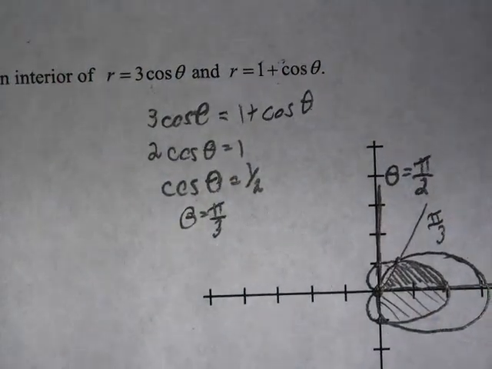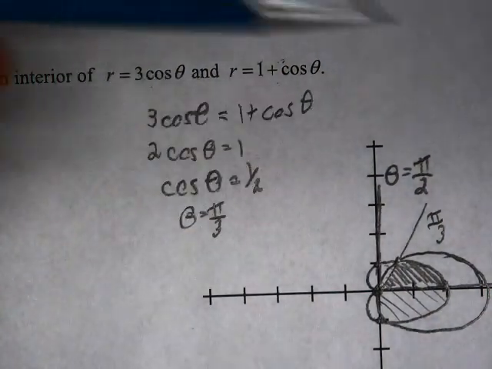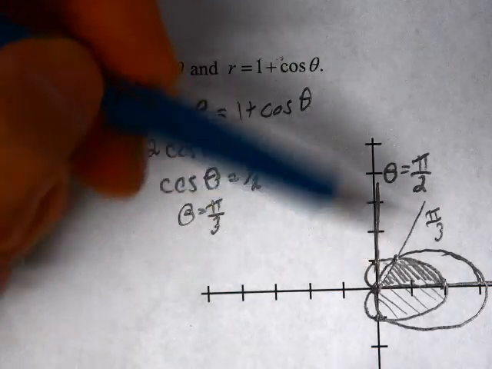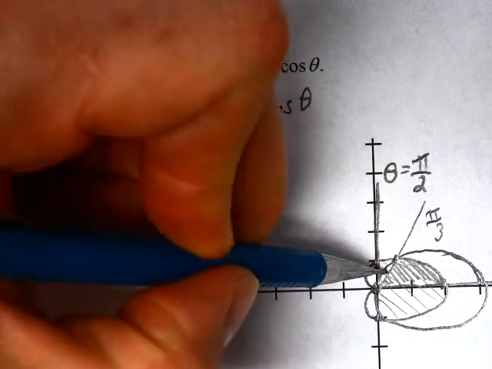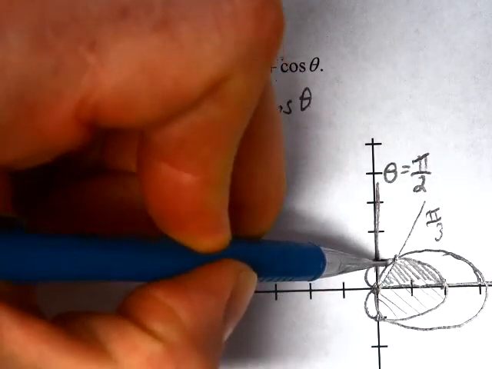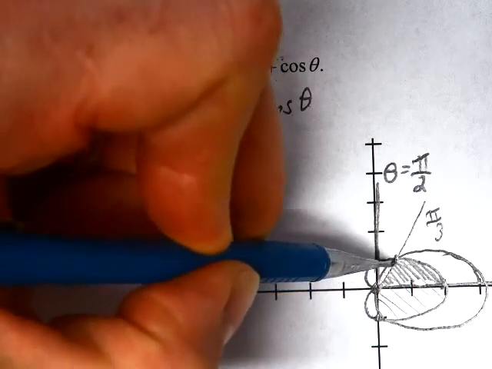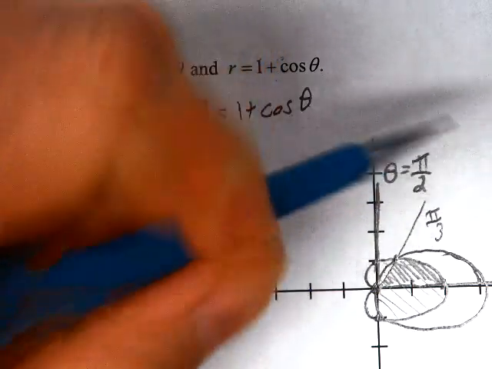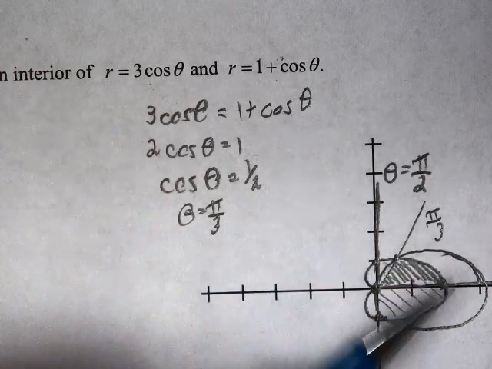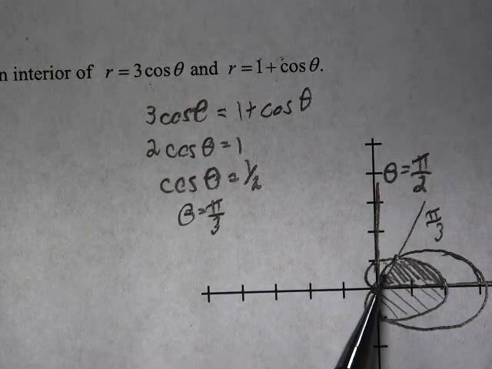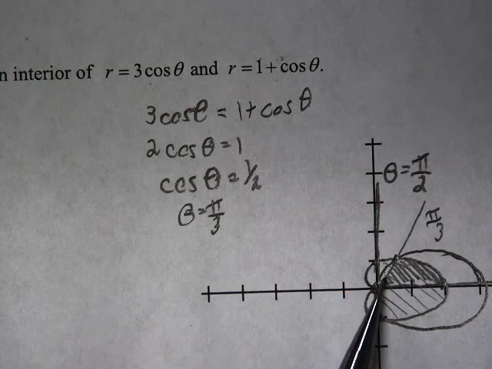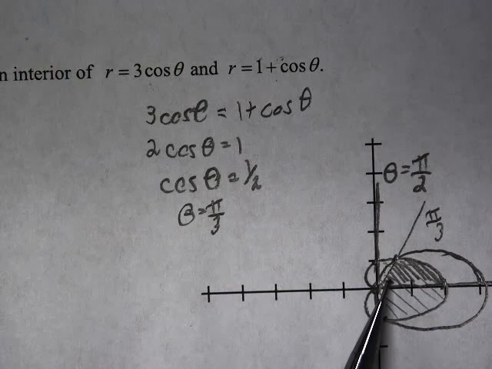But you'll notice here that I have a very small sliver, and it's kind of hard to see in my drawing because it's not very good, but you can see that I have a very small sliver right here of that circle that is not included when I integrate from 0 to pi over 3. But it is part of the common interior of these two shapes. Alright, so we're going to have to account for that also.